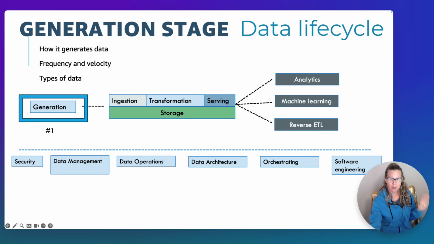Generation is where your data originates from, so it is your source system. This could be an IoT device, a transactional database, an application message queue, and so on. And for this generation stage, the data engineer consumes that data from a source system, but we don't necessarily control that source system. So ensure you understand how the source system works, the way it generates data, the frequency and velocity of data, and the types of data being generated.